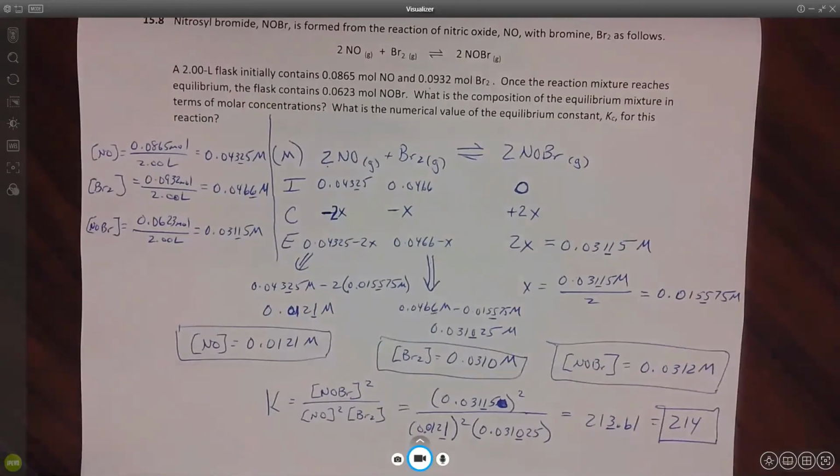Okay. Keenan, if I ask you, does this reaction contain mostly reactants, mostly products, or is there substantial reactants and products at equilibrium?